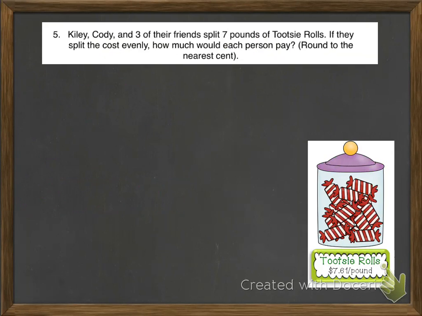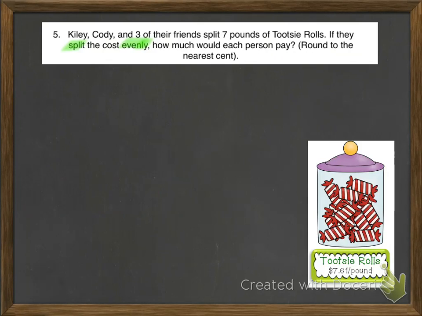Okay, moving on, let's skip ahead to problem number 5. Kylie, Cody, and 3 of their friends split 7 pounds of Tootsie Rolls. If they split the cost evenly, how much would each person pay? And we want to round our answer to the nearest cent. As I read through the problem, I see the words split and evenly. Those are clue words to me to suggest that we're going to end up dividing. However, before we can divide, we need to know the total amount of money they spent on the Tootsie Rolls.